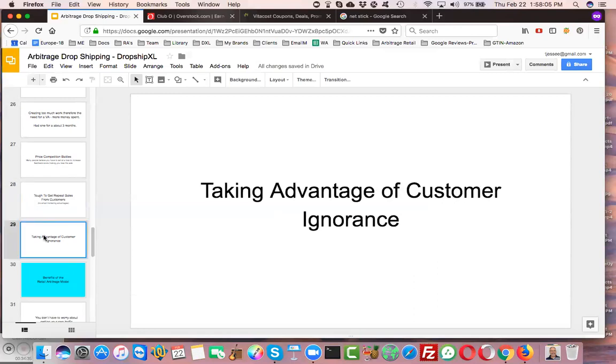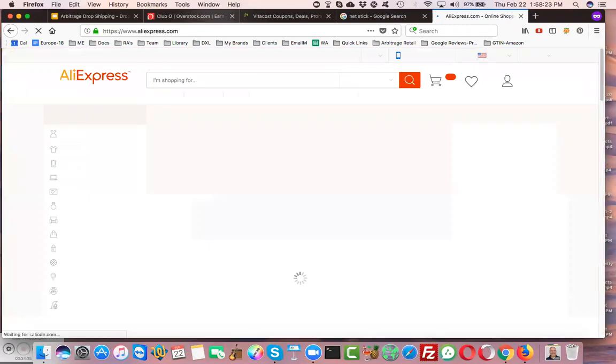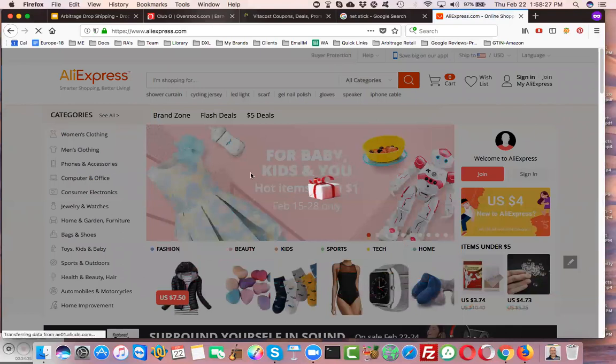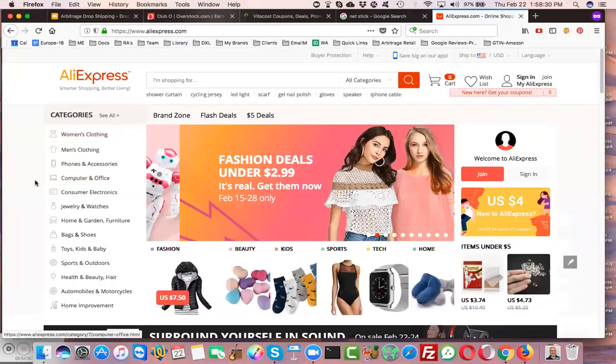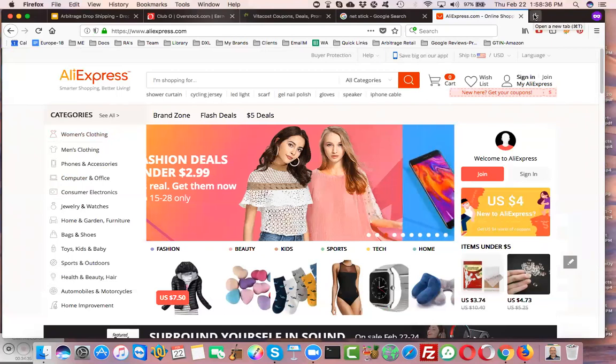And the last point we'll share with you here today in terms of the cons of the arbitrage model is taking advantage of customer ignorance. It's kind of a hard pill to swallow, but it's true. The public can just go over to AliExpress. A customer doesn't have to get accepted with them to get the prices that they see on here. Anybody can come here and buy. Same thing with Alibaba, DHgate, Wish.com, and the list goes on and on.